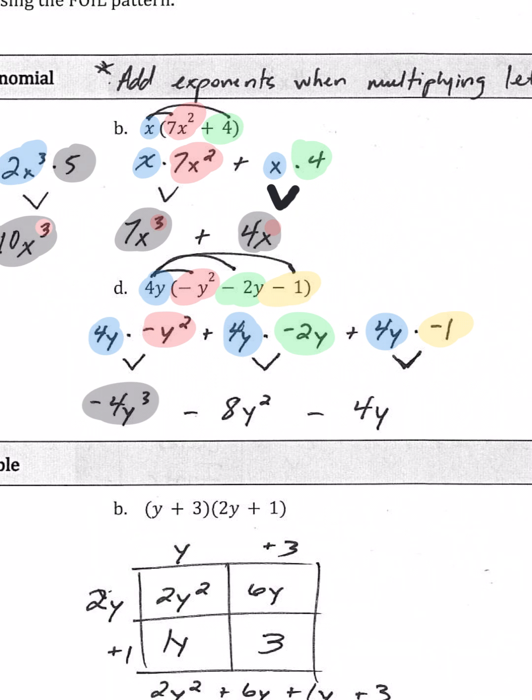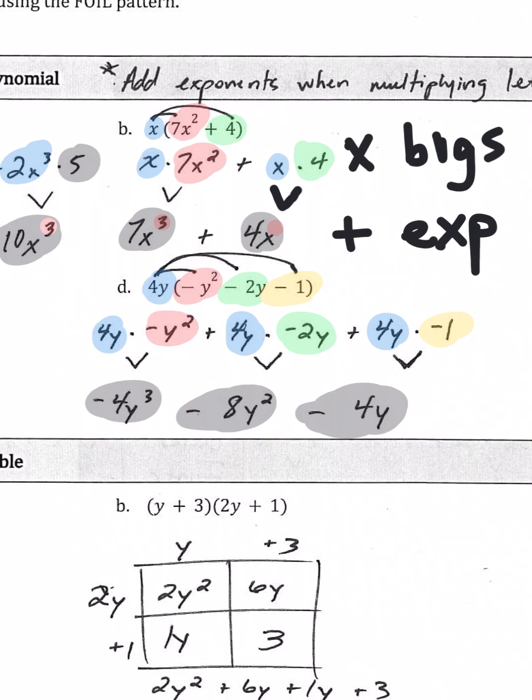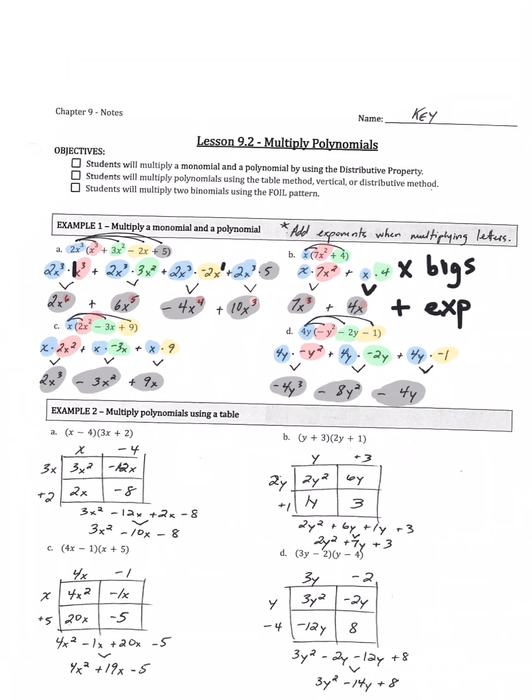That's something that you may want to write down. We multiply the bigs, we add the exponents. Last couple multiplications here. 4y times negative 2y is negative 8y squared, and 4y times negative 1 is negative 4y. So if we zoom back out, that was our first example, a monomial times a polynomial.